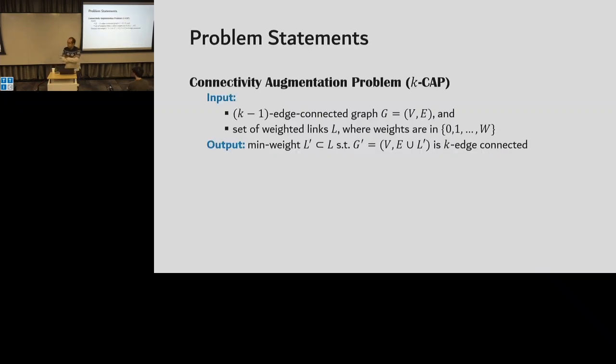So what's the problem statement? In the connectivity augmentation problem, which we also refer to as k-CAP, in the input we are receiving a k-1 edge connected graph G. And besides that, we are receiving a set of weighted links, denoted by L, to distinguish them from edges in G. And we assume that the weights of the links L belong to the set 0 to W. Then we want to output a minimum weight subset of links L prime, such that by adding L prime to the set of edges that we have in G, the resulting graph becomes k edge connected.